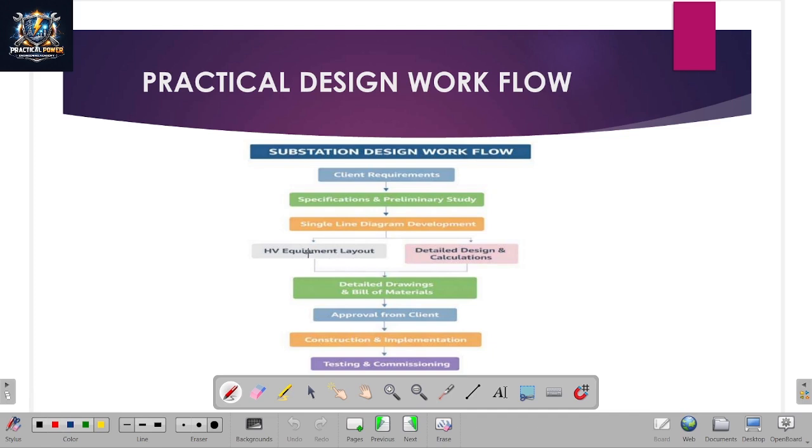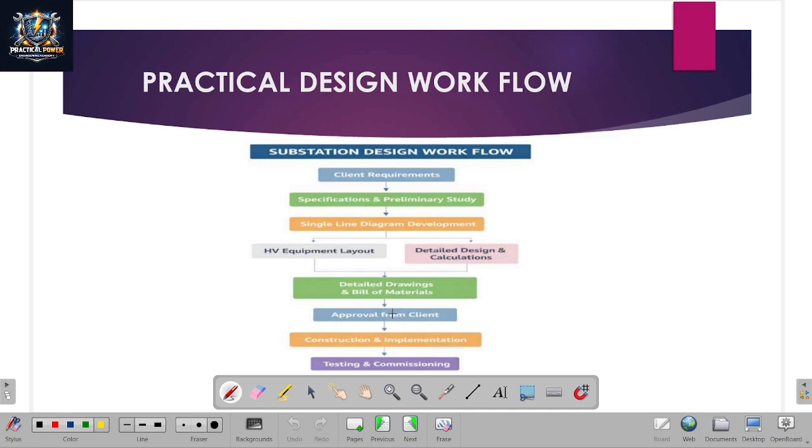Then the equipment layout, that will be the layout drawing for the equipments, and detailed design calculations, all these parameters of the substation, detailed drawings and bill of materials. Then after that we'll make the detailed drawings and bill of materials. Then after that we'll submit to the client for approval.